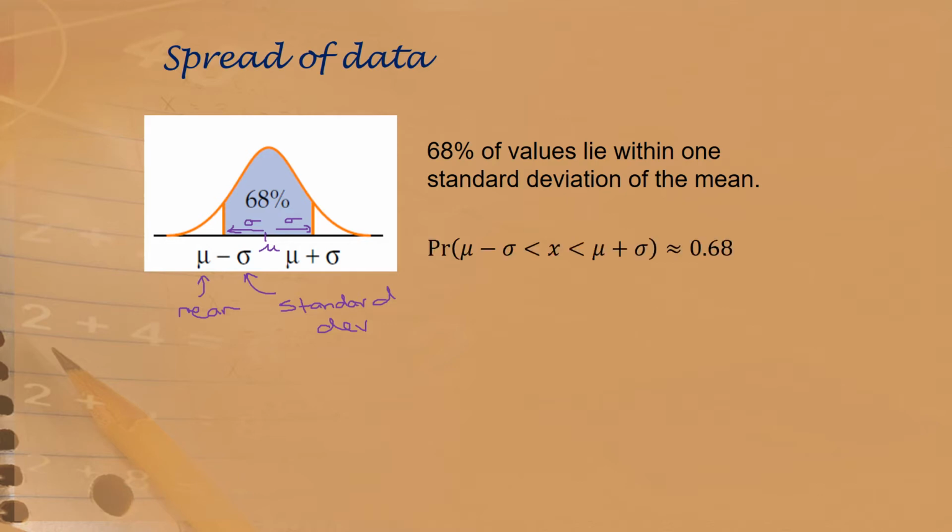Another way that we can write this is that the probability that any value x is between the mean minus one standard deviation and the mean plus one standard deviation will be approximately equal to 0.68. We say approximately equal to because this is a rounded off decimal value.